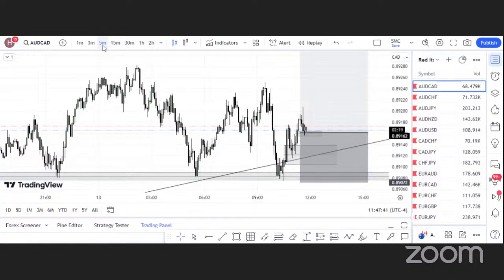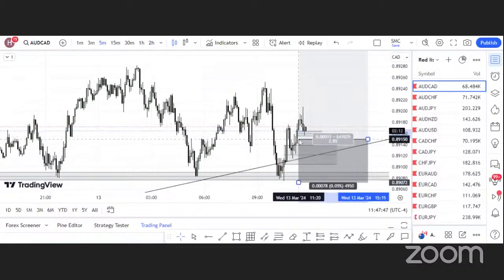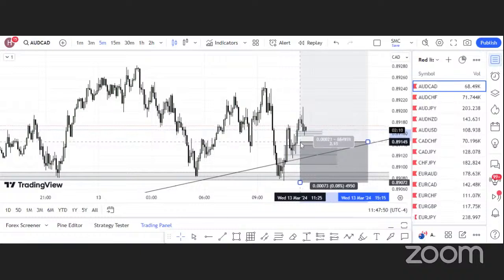So the market is still moving towards our entry point. Once the market gets down to that level, we are going to place a buy trade.